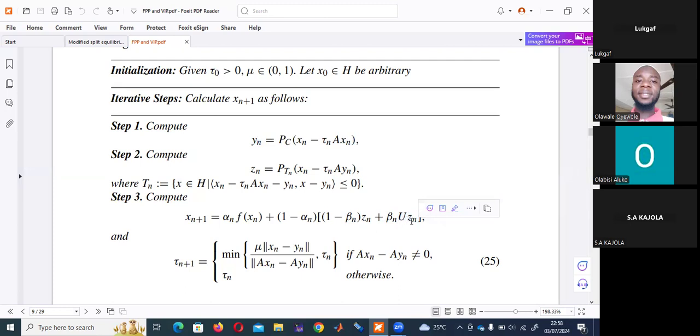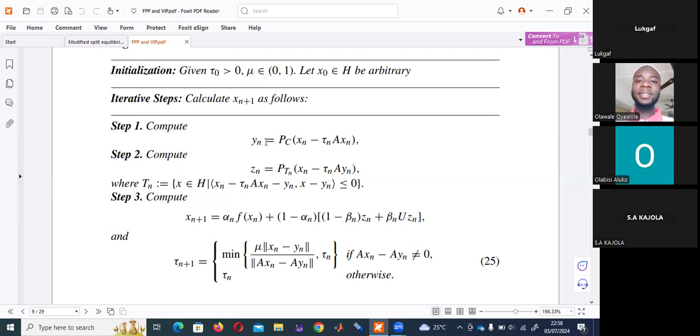When u(z_n) equals z_n, we arrive at the fixed point of u. Please take note of what I just mentioned. When u(z_n) equals z_n, we have arrived at the fixed point of u. It's like when u(y_n) equals x_n, we have arrived at the solution of the variational inequality.